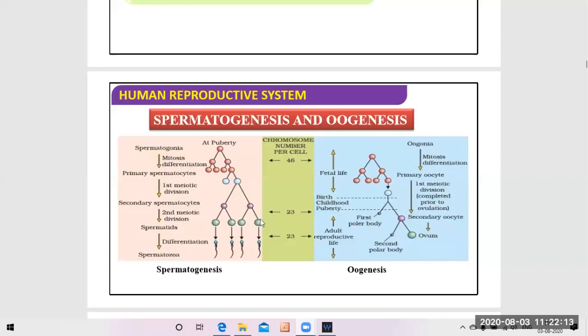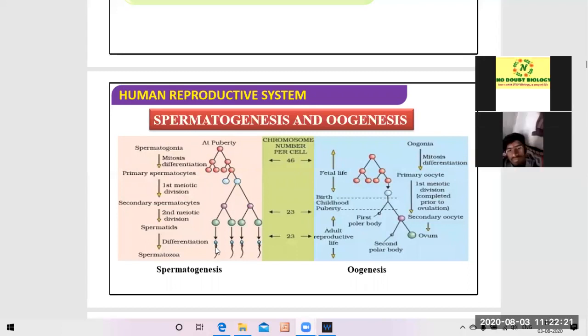So the cells get converted into sperms: there is formation of the head region, then the middle part, and last is the tail. So this is the structure of the sperm. That is very important.